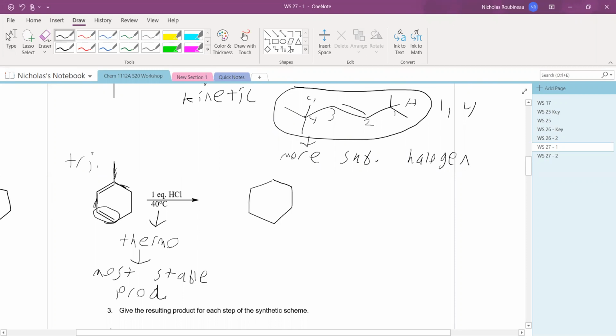So we would end up with this 1,2 product as the major product, because that leaves the double bond in the more substituted position, which makes it more stable. So again, thermodynamic doesn't always mean 1,4. It depends on the context.